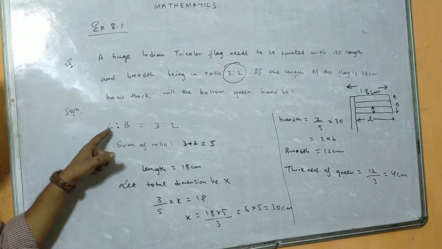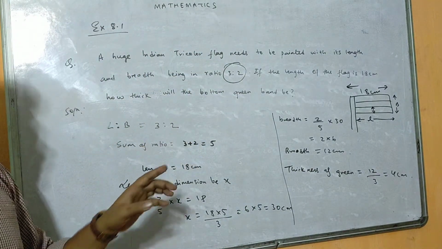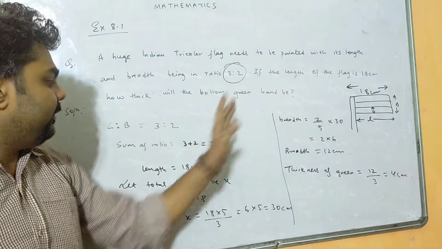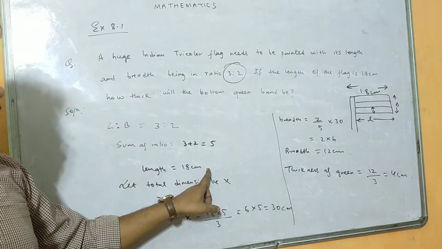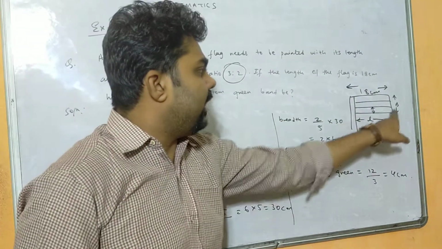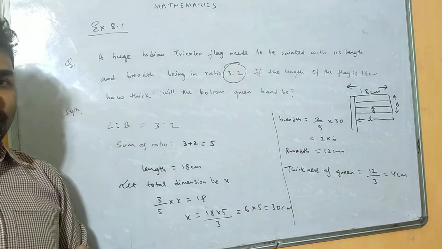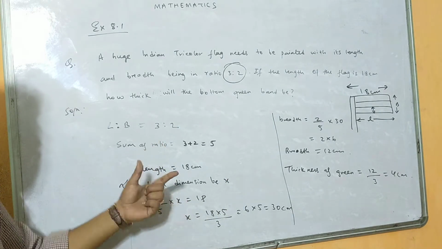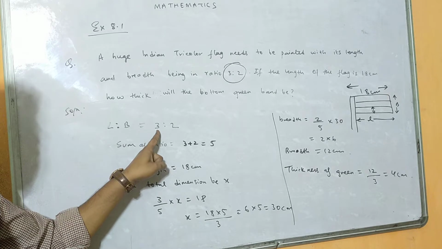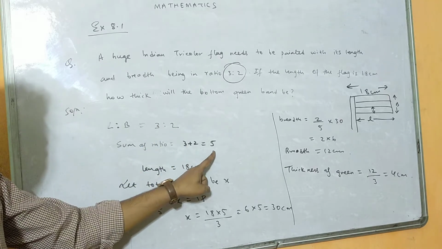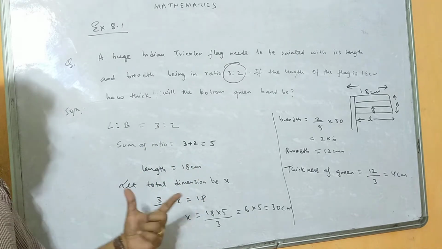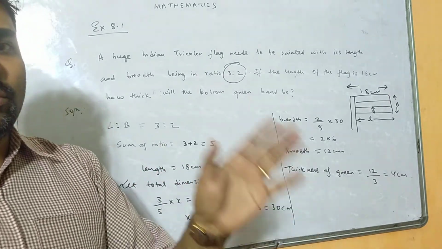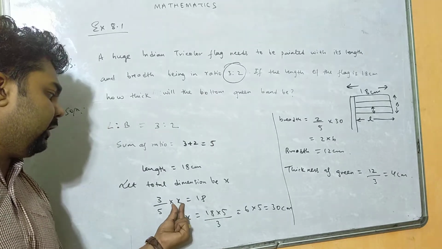So what we have done, length and breadth is given 3:2. So what is the sum of ratio? 3 plus 2, that is 5. Now in the question, length is given 18 centimeter. So let us consider the total dimension is x. If total dimension is x, you see, so what is given? Length is given. So we can write 3 by 5 into x equals 18, because length is given 18, right? So total dimension is not given. So as total dimension is not given, I have taken here x.